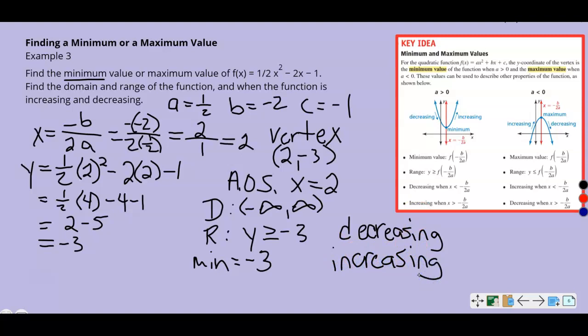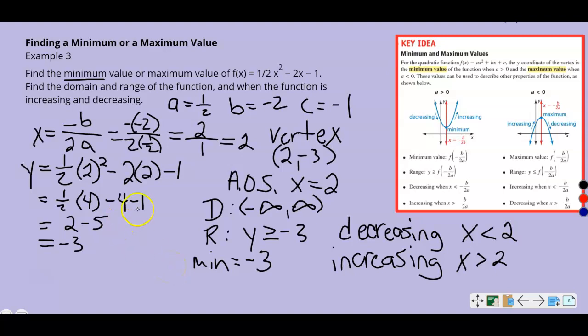All right, so the function is decreasing when x is less than 2. You can see the vertex here, x is 2. So when it's less than 2, it's decreasing. That means it's going to be increasing when x is greater than 2. Now what happens when x equals 2? Well, that's the vertex. That's the turning point. You can see that's either the minimum or the maximum of the function.